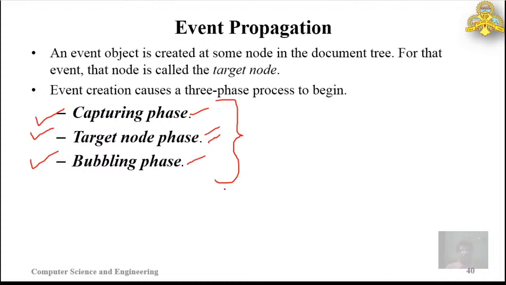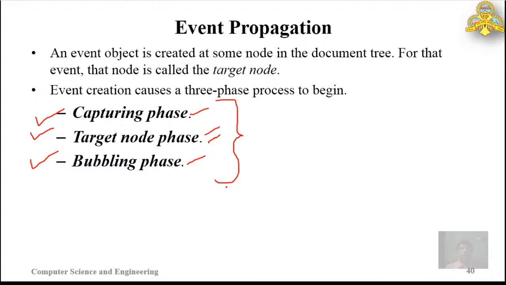So there are many differences. I'm not sure what type of event propagation is done in the recent versions, but earlier Mozilla Firefox and Netscape Navigator were using the capturing phase, and Internet Explorer was using the bubbling phase. That means capturing and target node, or bubbling and target node phase.